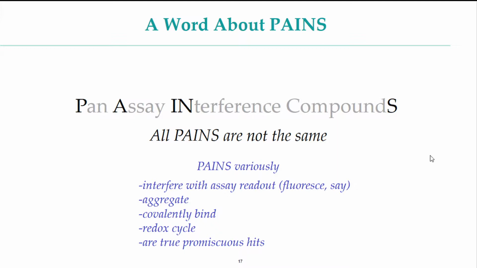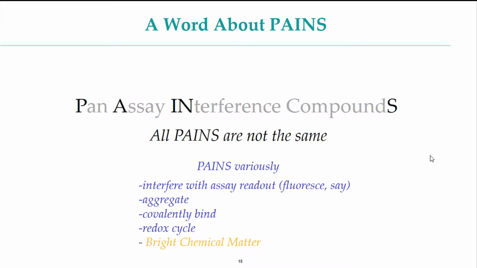Aggregation is another very common mechanism. So they sort of make like molecular saran wrap and cover up the cavity on the enzyme, and it looks like it's inhibiting, but it's not. They can covalently bond, they can redox cycle, and this is kind of interesting. So there is a subset of compounds that are actually true promiscuous hits. They're binding to the cavity on your target, but they bind to a lot of targets.